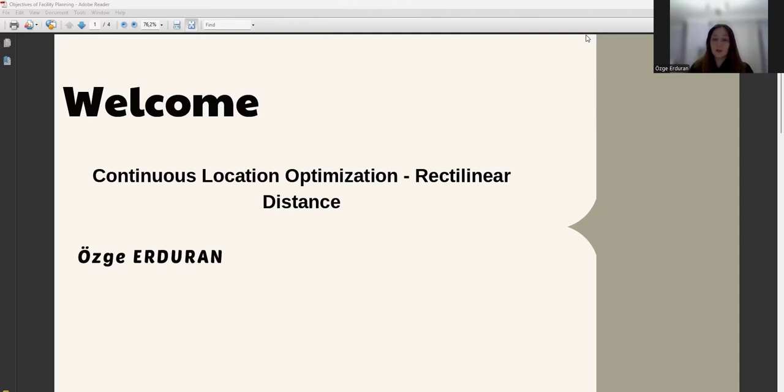Hello everyone, today we're moving beyond conventional academic cases to explore the strategic complexities of continuous space location problems. Unlike discrete models we analyzed previously, continuous models determine the optimal coordinates of a facility on a two-dimensional plane without being restricted to a predefined list of candidates.